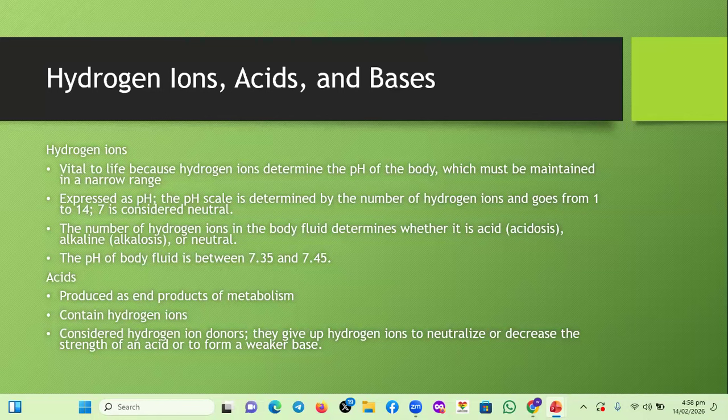But what I want you to understand here from this slide is the normal body fluid pH, which is between 7.35 to 7.45. Acids are predominantly as a result of what we call body metabolism. After we have metabolized most of the foods that we eat, we end up producing what we call hydrogen ion, and that leads to what we call acid in the system.